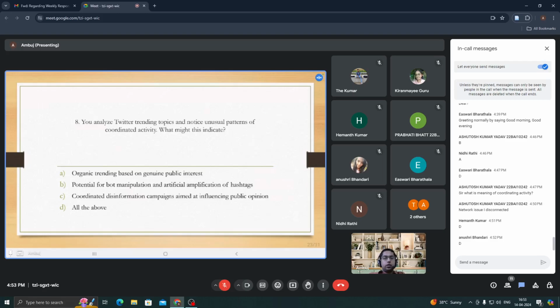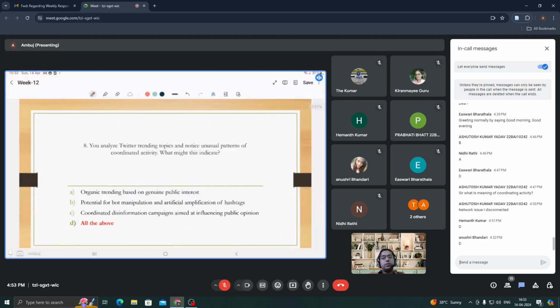Okay, I'll move forward. The correct option would be option D. Option A: organic trending based on genuine public interest. It is a slight possibility. Even if I am analyzing the Twitter trending topics and genuinely noticing unusual patterns of coordinated activity, it might be that the genuine public is joining, or my content is reaching the genuine public, or the public's interest in a particular event is increasing. It's a possibility. So A would be correct.